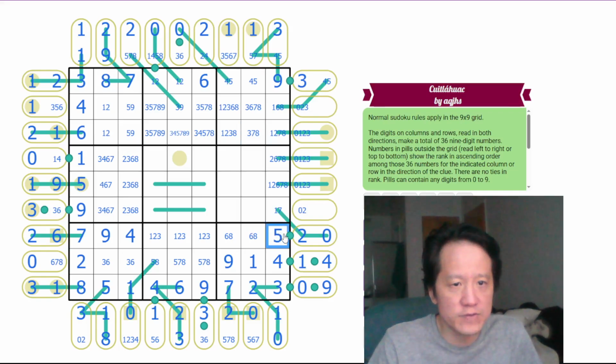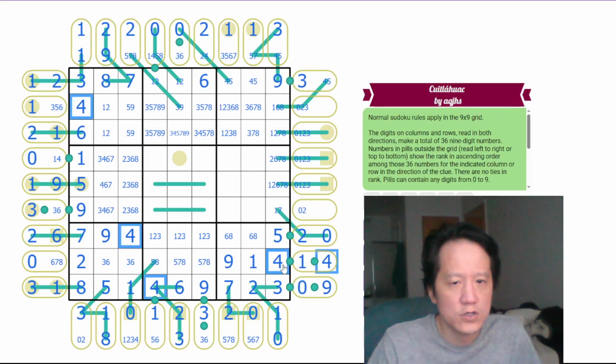This is the largest 5-digit. So it could be 6, 7, and 8. That would be fine. This has to be the smallest one. That's fine too. 3s are done.